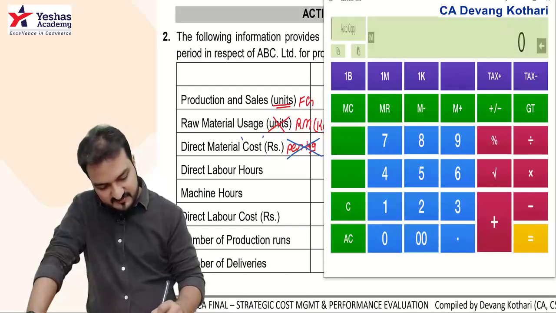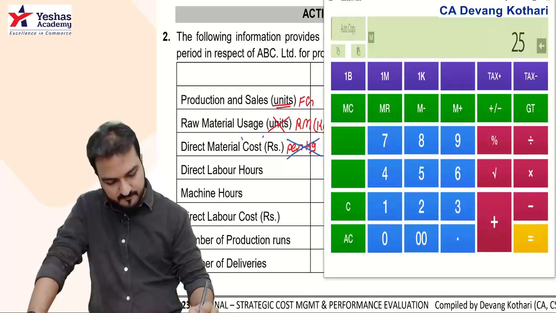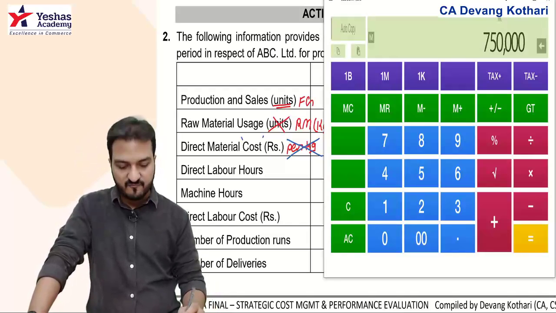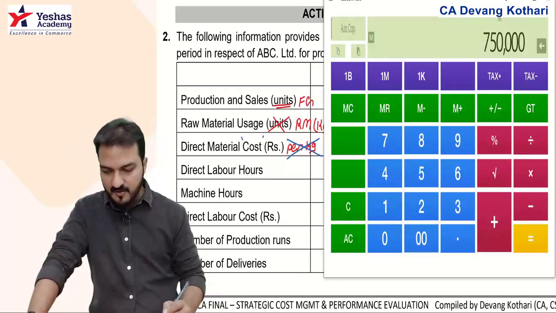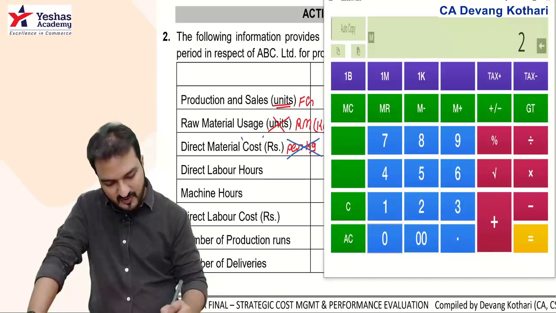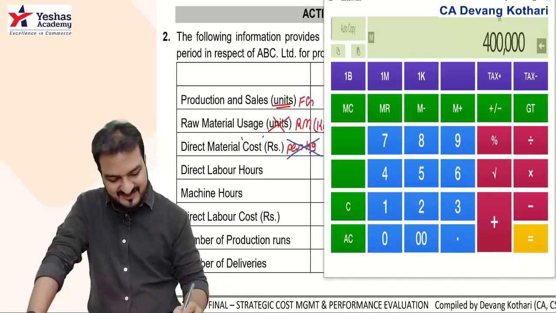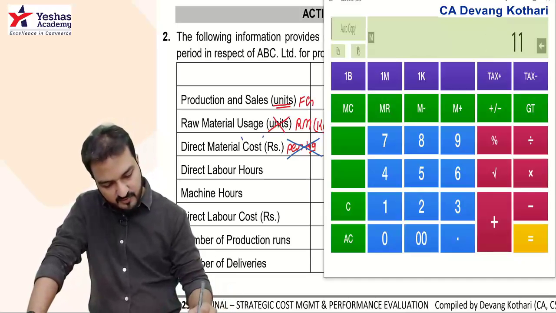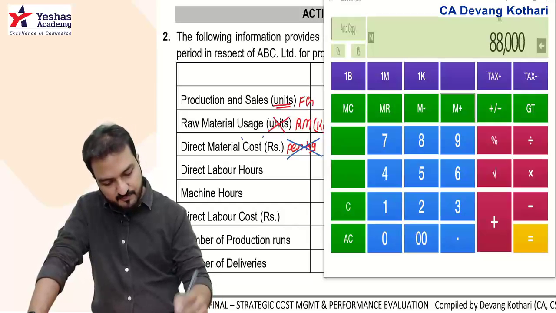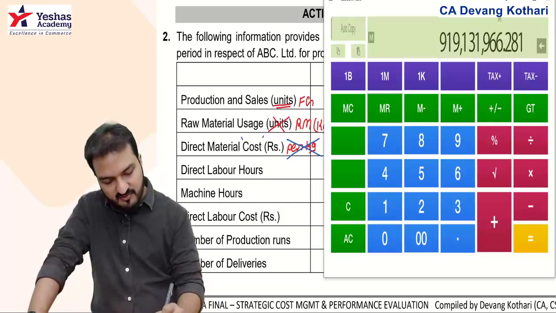So for X, 25 per unit into 30,000 units, 7,50,000. I'll put that as memory plus. Then for Y, 20 per unit into 20,000 units, 4 lakhs. Again, I put that memory plus. And Z, 11 per unit into 8,000 units, 88,000. Put that memory plus. So total memory recall.